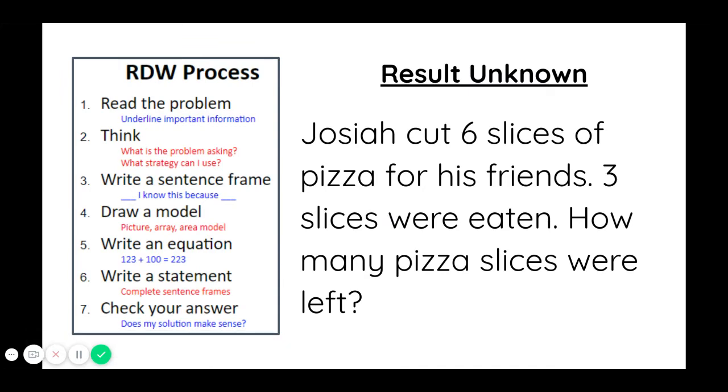These are some examples of problems we did earlier this fall in those 3 types. This again is the easiest type, result unknown. Josiah cut 6 slices of pizza for his friends. 3 slices were eaten. How many pizza slices were left? All we need to do is subtract the 2 numbers, 6 minus 3, to get our result, which equals 3 pizza slices.